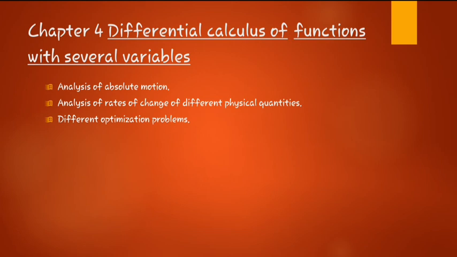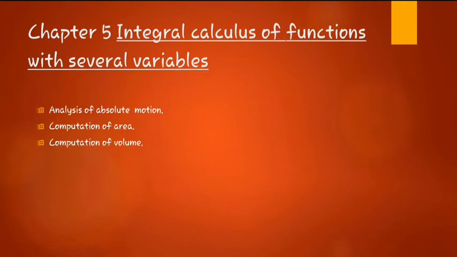For a phenomenon, either described mathematically by an equation or graphically, by optimizing that graph or that equation using the concept of differential calculus, we can find a desirable quantity. Then the fifth chapter, which is integral calculus of functions with several variables, again one of the basic applications as in chapter 4 is the analysis of absolute motion. Since we are still in calculus, analysis of absolute motion is the basic application of this chapter.